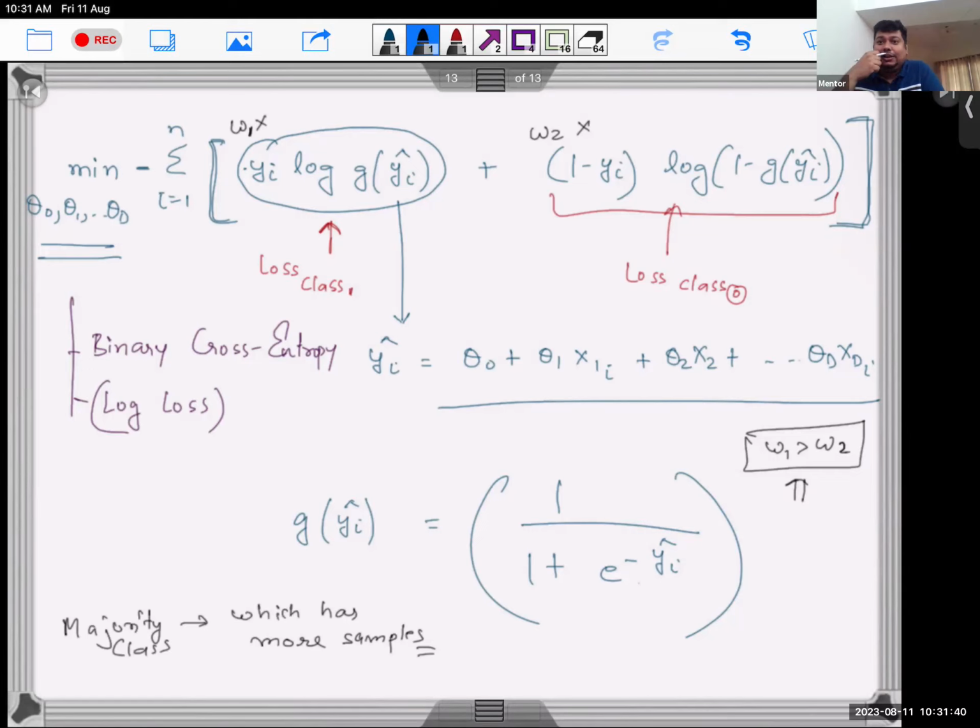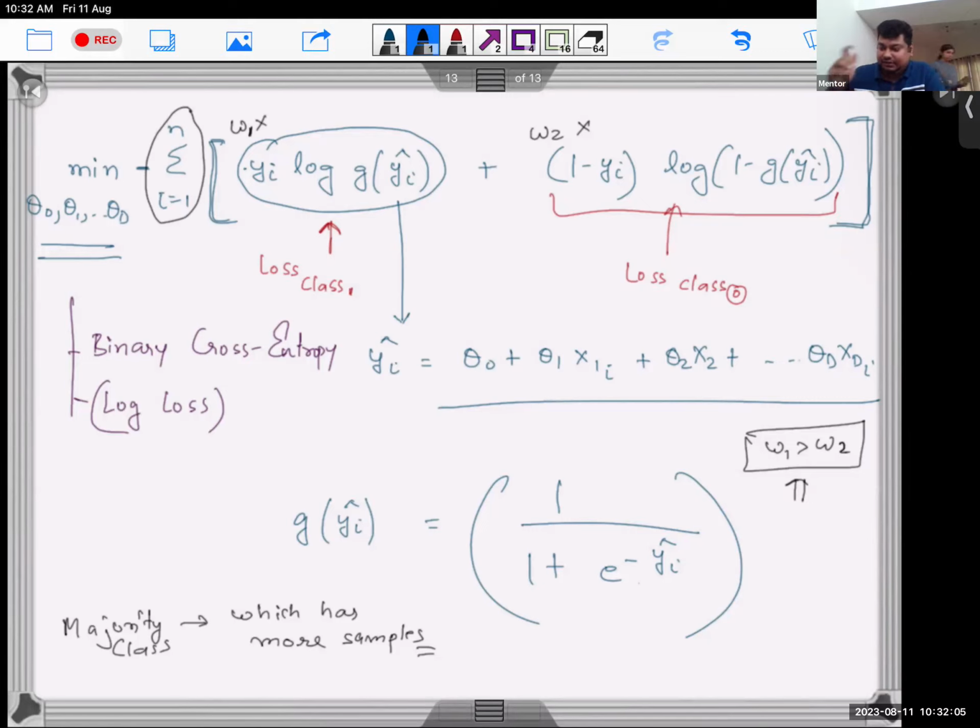Majority? No, majority is more in number, right? You should give the minority more weight. It should be minority, right? If you think about it, this summation is running on all the samples. Which class is coming more times? The majority class. So it is already having more weightage. The minority doesn't. So that is why we give more weightage to the minority class.